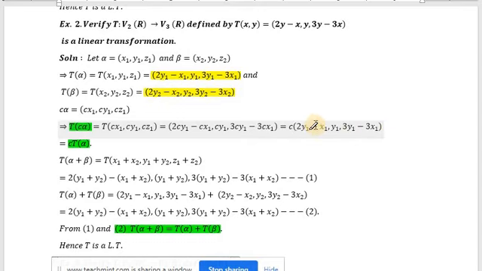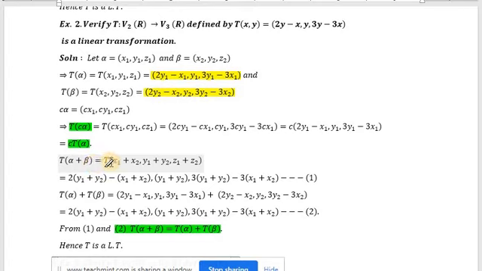So this is c into T of alpha. So T of c alpha we took and proved it is equal to c into T of alpha. Hence the condition 1 of the linear transformation has been satisfied. Now let us take up the second condition, that is T of alpha plus beta.